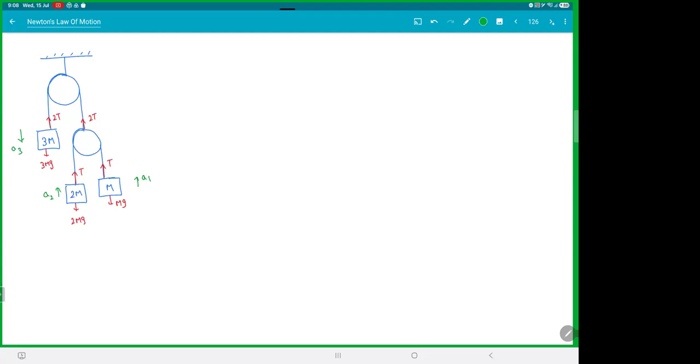Then we have to use constraints. So constraints, since there are no angles here, there is no problem. I can use acceleration directly. T into A1, T into A2, 2T into minus A3, that's equal to 0. So we get A1 plus A2 is equal to 2A3. This is your equation 1.